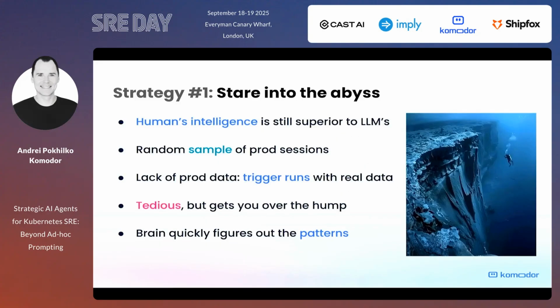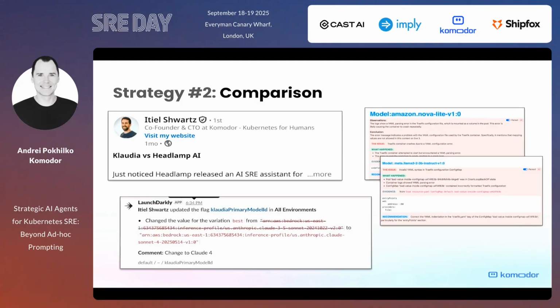One, you can just look at the results. You can put up an internal lab, run it many times, and look at the results as a human. Your brain is much better than an LLM, so you will quickly figure out a pattern. It's expensive, but if you don't have a big production environment, you'll have to rely on your human brain. Works fine. Second thing, comparison.